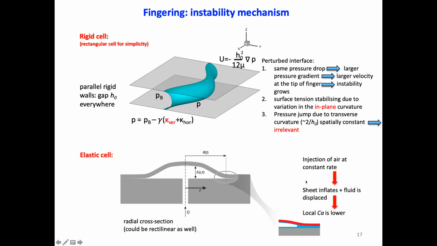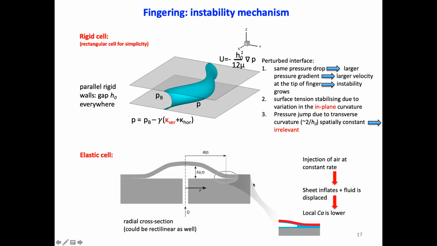As we inject air at a constant rate, we inflate our sheet as well as displace our fluid. So that automatically means that our local capillary number, the speed at which the interface expands, is already lower compared to the analogous rigid cell. Okay, so that's the first conclusion that we can make. We already have that on our side. We expect just from there the interface to be more stable.